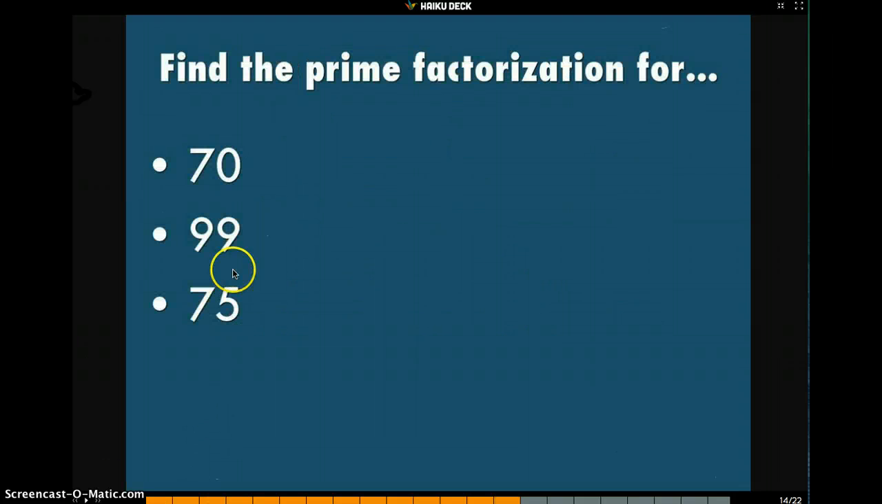Okay, so let's try 3 more. I want you to find the prime factorization for 70, 99, and 75. So go ahead and stop the video and try these on your own, and then I'll show you the answer.